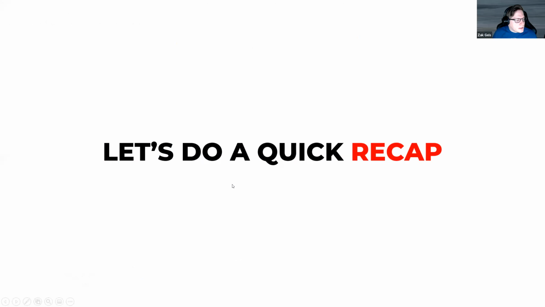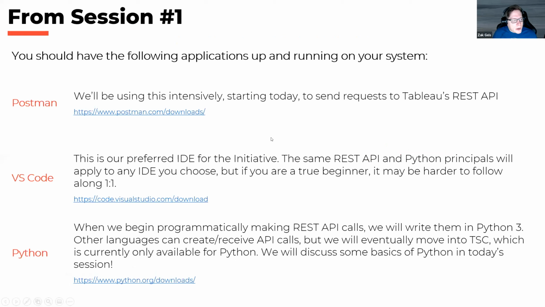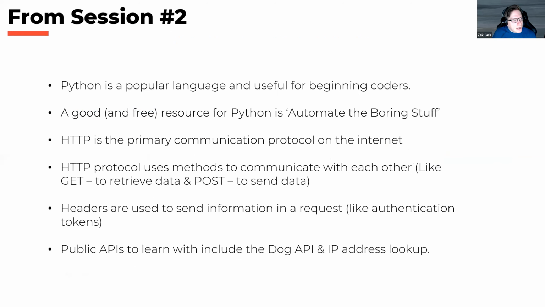Let's talk about what we've talked about in the past. From session one, you've probably heard us say this a dozen times: Postman, VS Code, Python. Make sure you've got those things. It's always going to be helpful if you want to follow along with any of the code. From session two, a few weeks ago, we focused on Python, of course. A good free resource for Python learning is Automate the Boring Stuff. This is a free ebook you can find online.